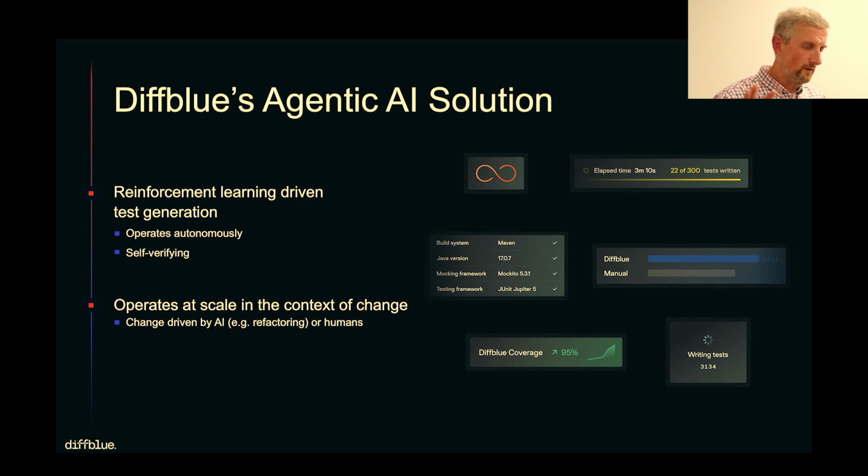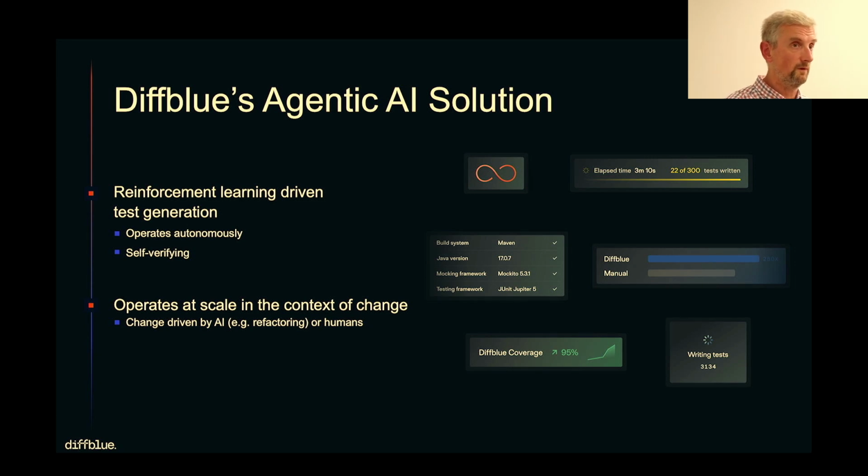So yeah, a little bit of the pitch here. We have an agentic AI solution. This is reinforcement learning driven test generation for Java, which operates autonomously and gives you a 100% solution. So we will give you Java tests that are correct. We won't give you Java tests that aren't correct, that don't run, that don't compile, that don't pass. And the other thing worth mentioning here is, as soon as you get into the autonomous space, where you can do things without a human, you can then scale at that point.